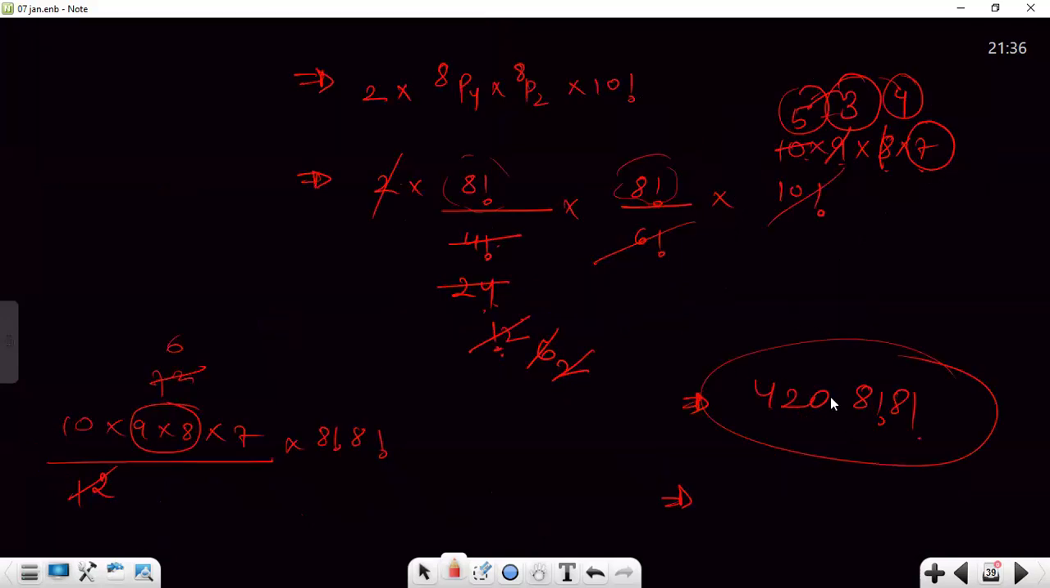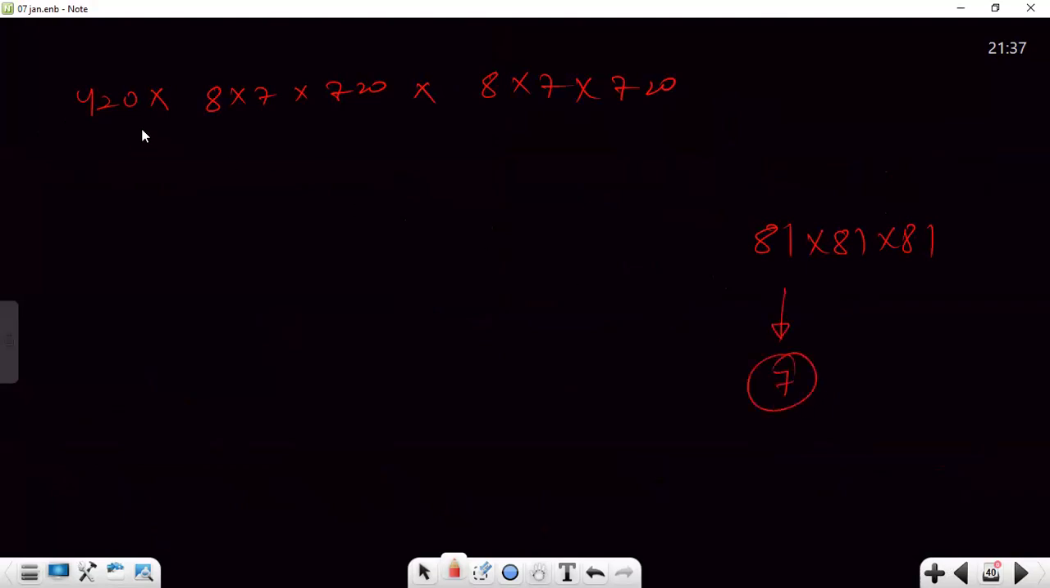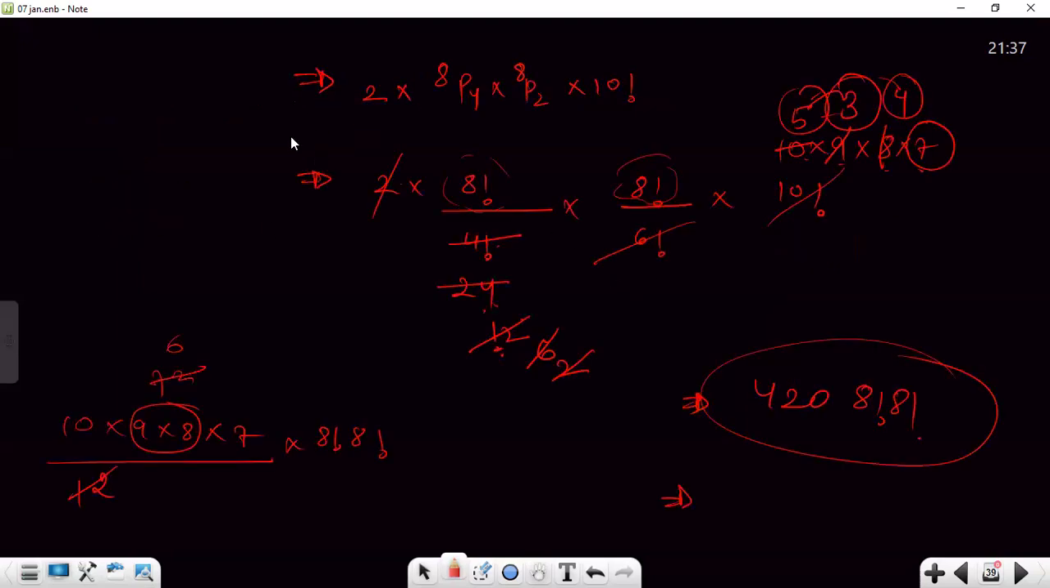Now let's check with our option. 420 into 8 factorial into 8 factorial. What is 8 factorial? 8 into 7 into 6 and so on, and once again 8 factorial. Okay, what was given to us? 81 into 81. Let's try to break it. But in 81, there is no prime factor of 7 involved. Here, 7 into 60 is involved. So definitely, C is not going to become our answer.